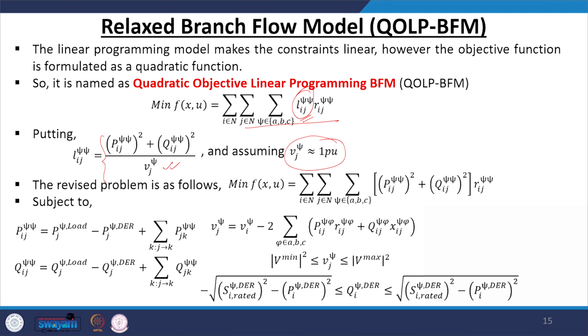changed. Then you will replace this Lij with this Pij square and Qij square, what we mentioned here, subject to the linear constraints of your 3 phase model. That is why it is called so: you have a quadratic function in the objective function, but your constraints are linear. So this formulation is named the quadratic objective linear programming branch flow model.